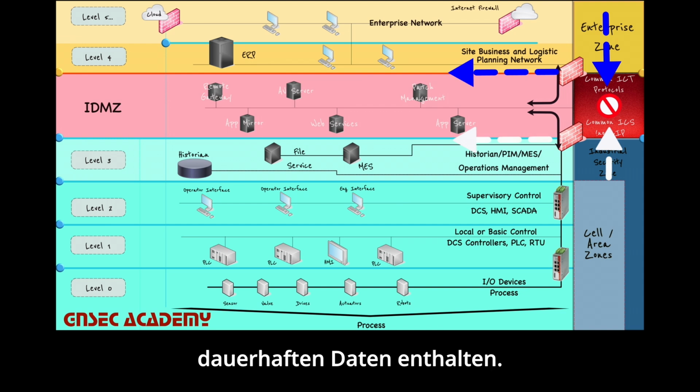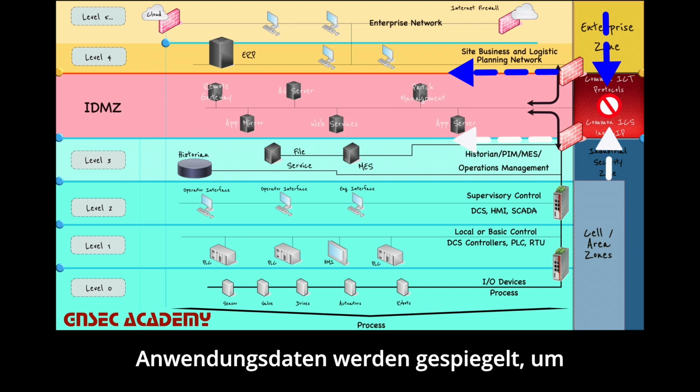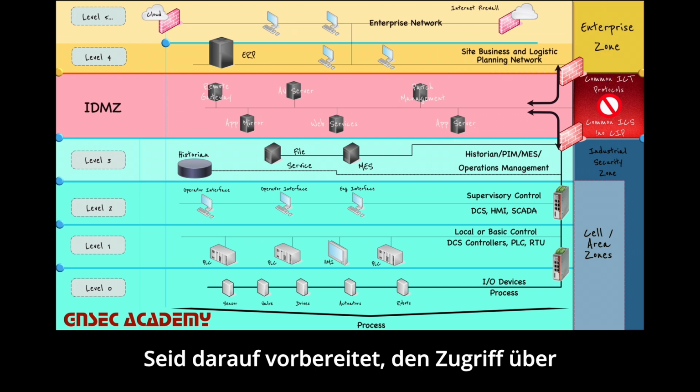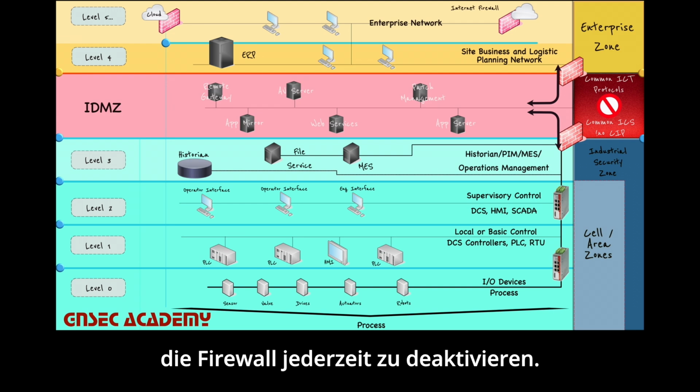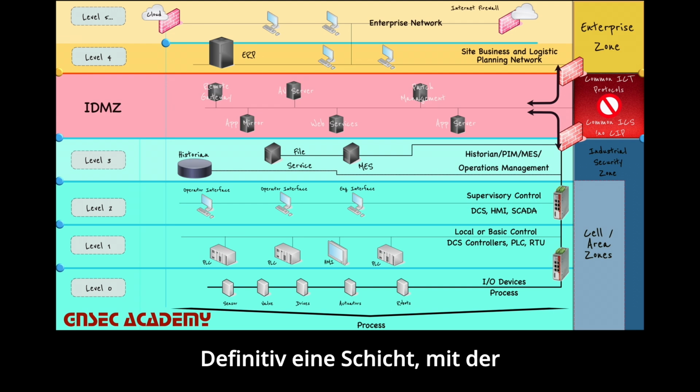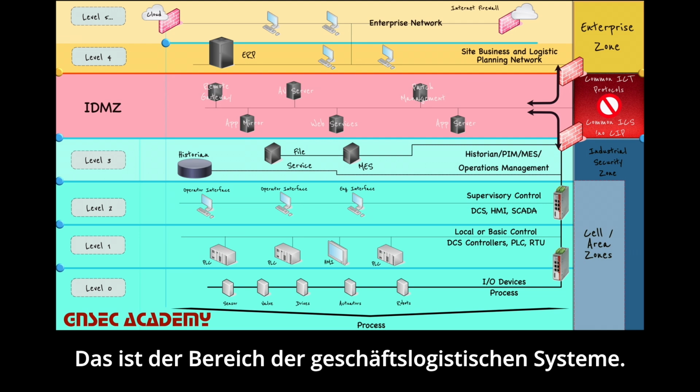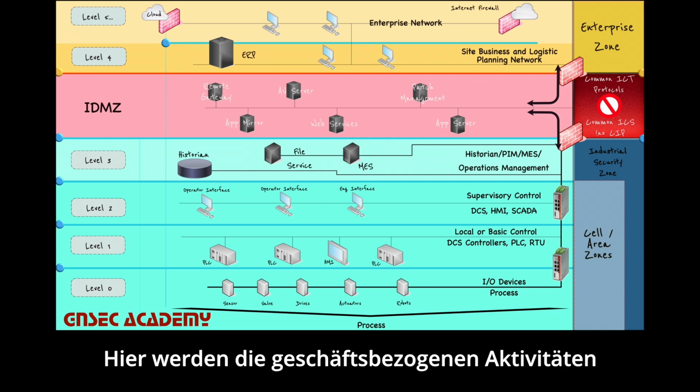No primary services are permanently housed in the IDMZ. The IDMZ shall not permanently house data. Application data mirrors move data into and out of the industrial zone. There's a limit on outbound connections from the IDMZ, and just be prepared to turn off access via the firewall. It is a switch-off layer. It is definitely a layer you can use for securing the whole lower part.